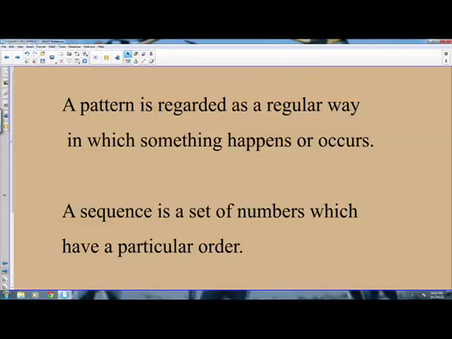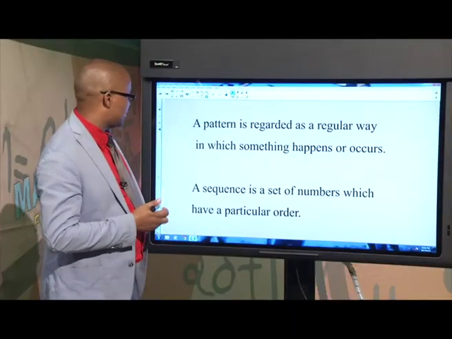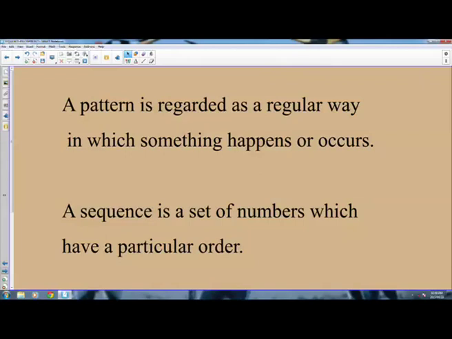A pattern is regarded as a regular way in which something happens or occurs. That is, there has to be a way in which something happens or occurs. And a sequence is a set of numbers which shows a particular order.